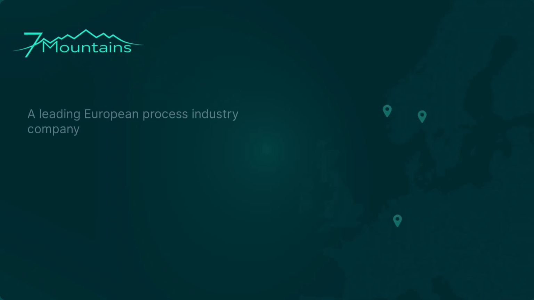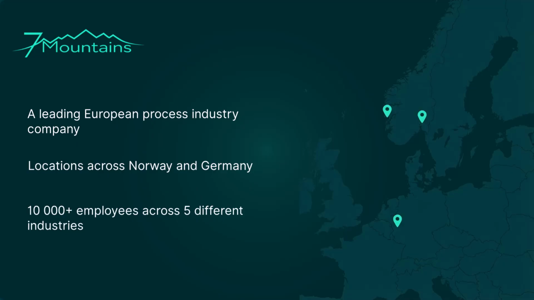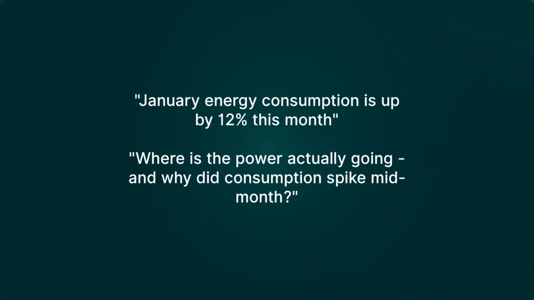At Seven Mountains, we operate aluminum production and processing sites across multiple locations. Let's say that I am the engineer responsible for monitoring energy usage at the aluminum smelter I work at. We've recently been informed that our total energy consumption is up by about 12%, and my job is to understand where that increase is coming from.